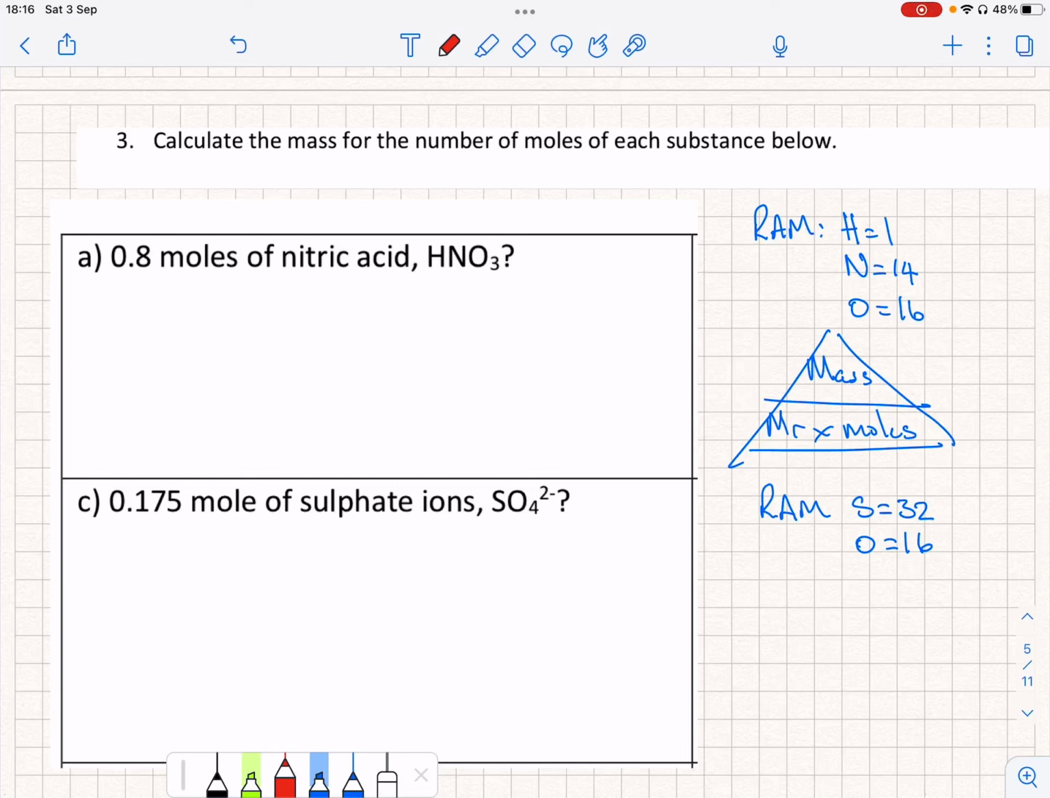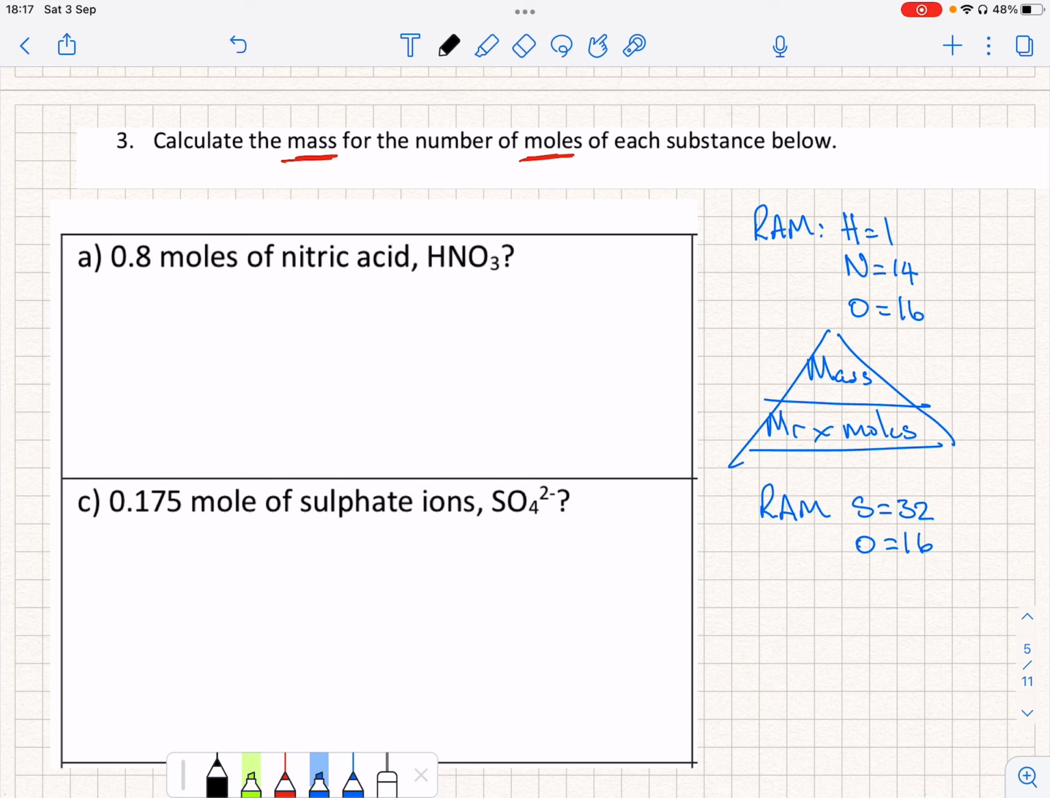Question wants us to find the mass when we're being given the number of moles. So we're going to use our triangle again, which is Mr. Moles lives underneath the mass. Always write the triangle out. And just to help us, I've put down the relative atomic masses next to here to save us going looking them up on the periodic table.